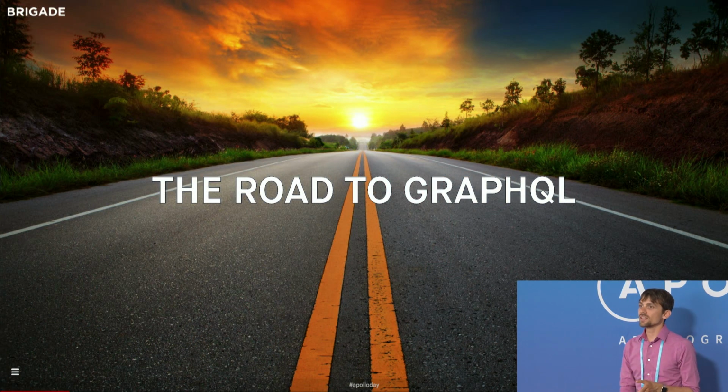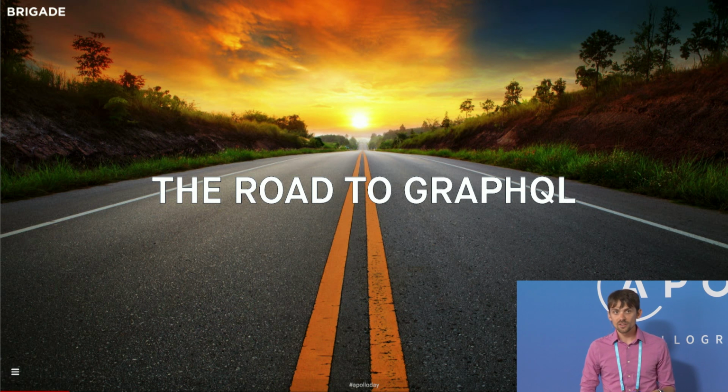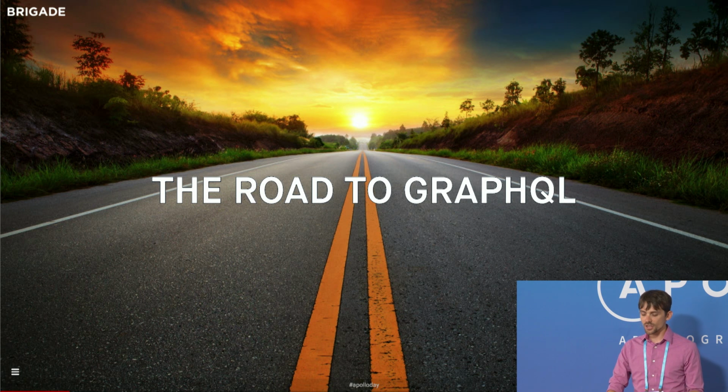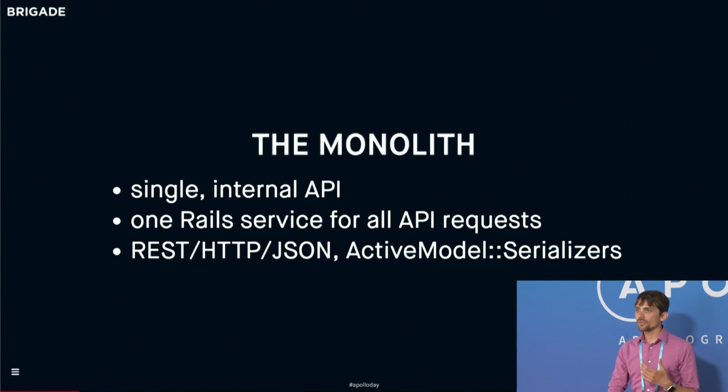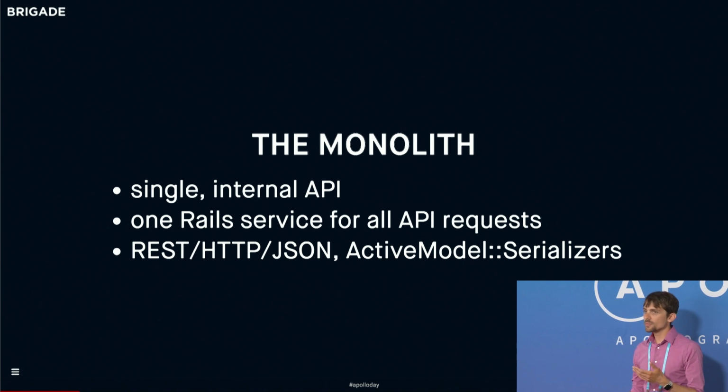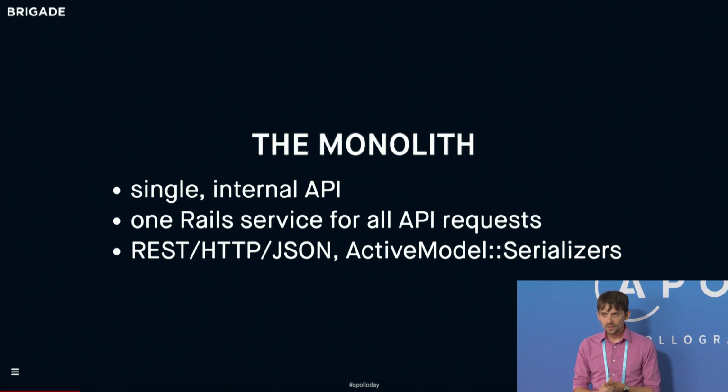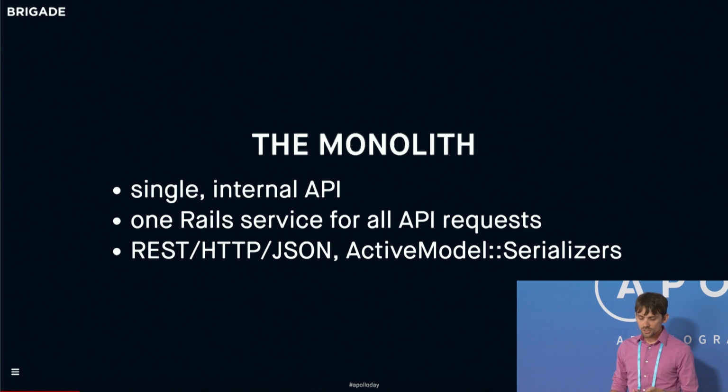So in 2016, as the election season was picking up, it was really highlighting some of the issues that we'd been seeing previously, supporting multiple clients that show different experiences of a lot of these data-rich product features. So we had a monolithic application that was serving our single internal Rails API. Pretty standard tech. We're doing RESTful API calls. We're serving JSON over HTTP. We're using active model serializers, which some people may be familiar with, to actually turn our data into JSON.